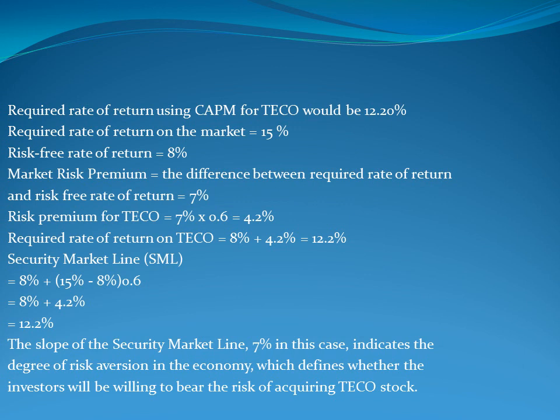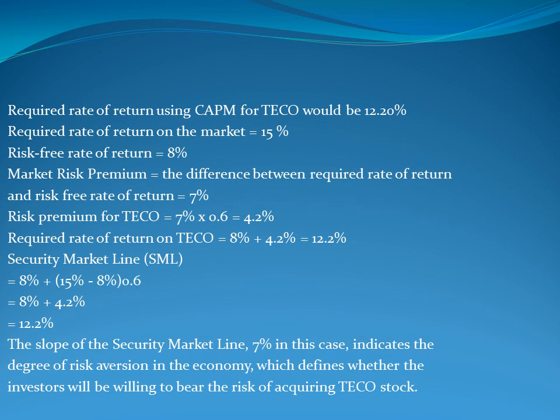The required rate of return using the capital asset pricing model for TICO would be 12.20%. Required rate of return on the market is 15%. Risk-free rate of return would be 8%. And the market risk premium is the difference between the required rate of return on the market and the risk-free rate of return, which is 15 minus 8%, which gives you 7. Risk premium for TICO is 7 times the beta of 0.6, which is 4.2%. The required rate of return on TICO is 8 plus your 4.2, which gives you 12.2%. And the security market line is the same 12.2%.